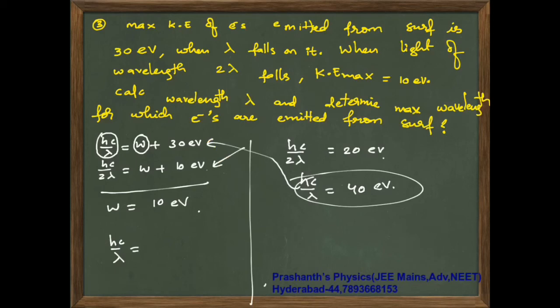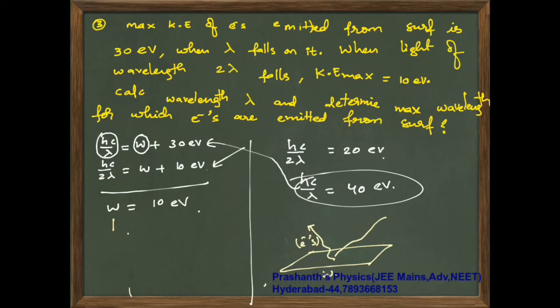So you are going to get 10 electron volt. Now once you get this, what is asked? Determine the maximum wavelength for which electrons are emitted from the surface. In the photoelectric effect, if you supply any energy which is less than your threshold, what happens? Electrons will not be ejected. You need sufficient energy to eject an electron, so you have to relate the threshold value to your work function.